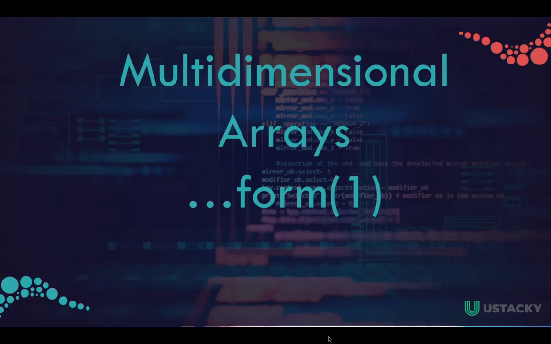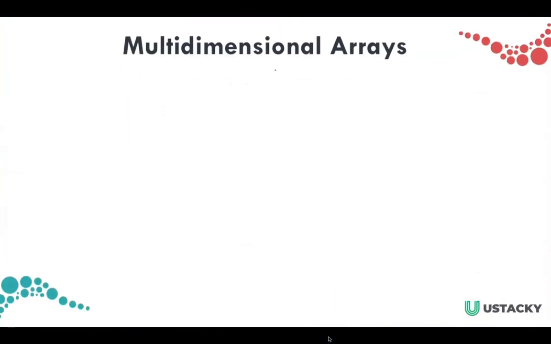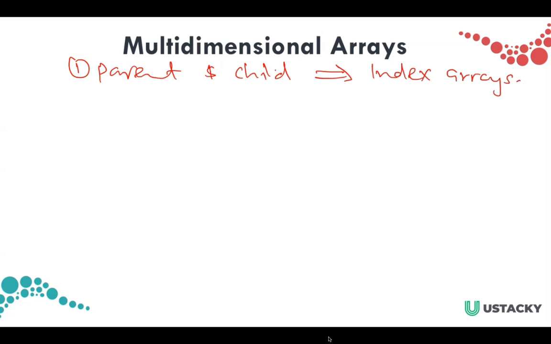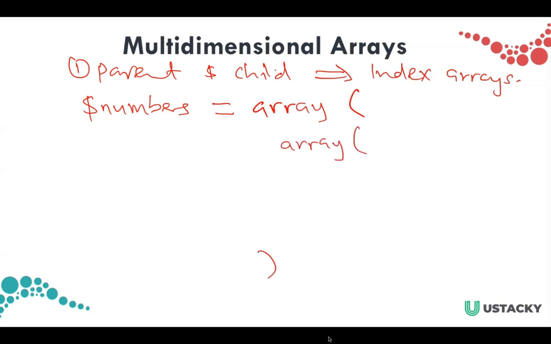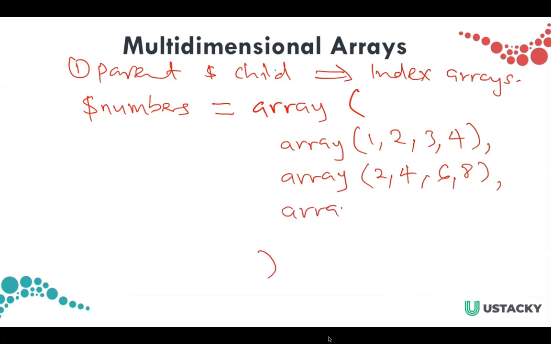In this tutorial, I'll be talking about the first form of multidimensional array. And the first form is when both the parent and the child are index arrays. So for example, we have an array of numbers. So it will be array, and this is also an array. Assuming we have 1, 2, 3, 4, you have a comma, array 2, 4, 6, 8. And assuming lastly we have array 3, 6, 9.